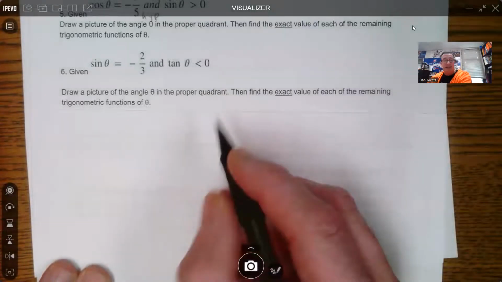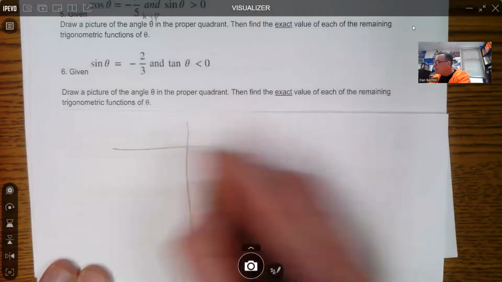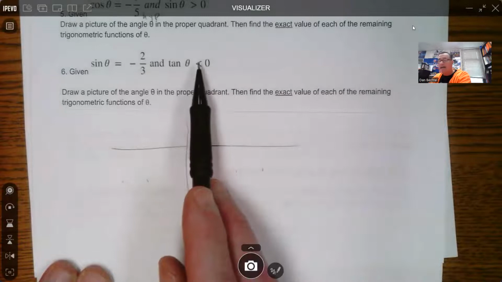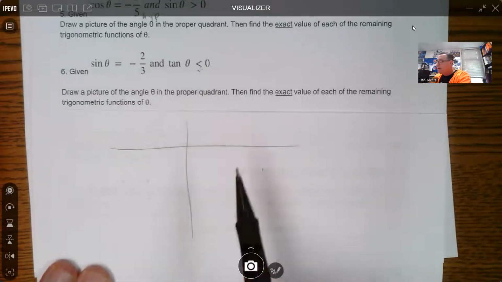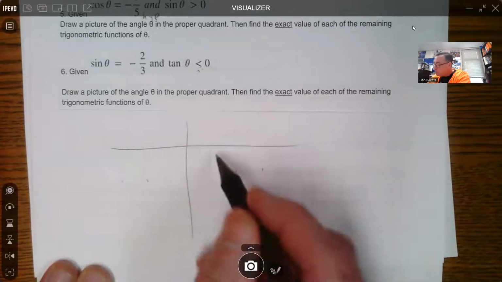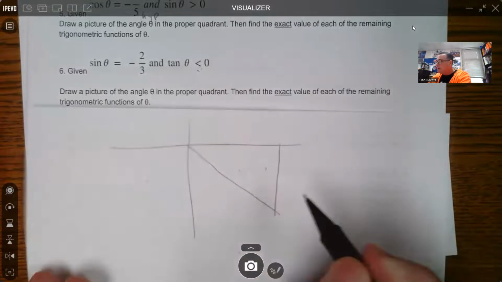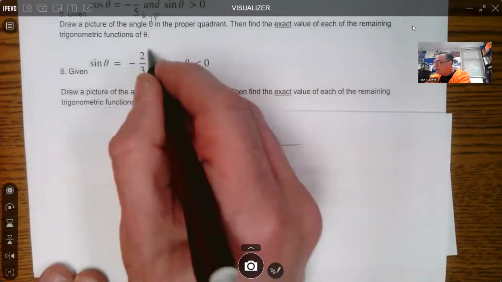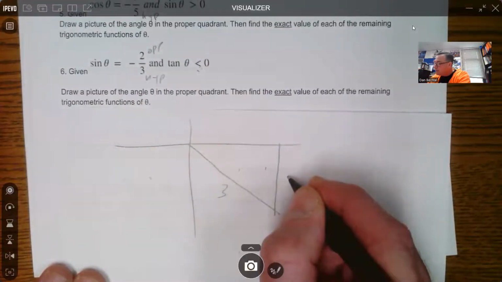Same general idea. It is telling us that our sine is negative. So in the case of this, that is putting us in the third and fourth quadrants. It does, however, say that the tangent is also negative because it's less than 0, which means negative y, positive x. We are looking at a triangle here. Okay, so if the sine is -2/3, that is opposite over hypotenuse. Hypotenuse is going to be our 3. Opposite is going to be our -2.